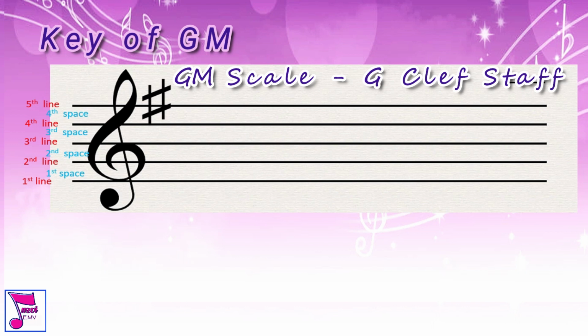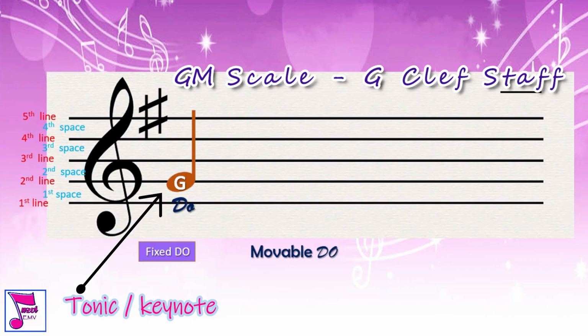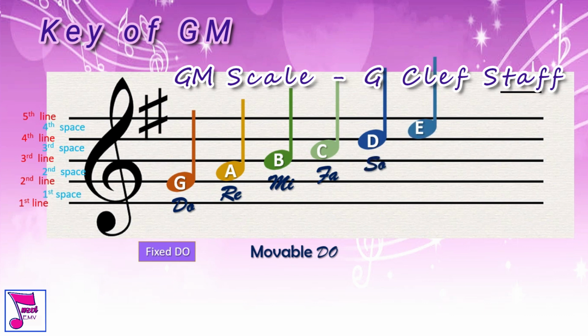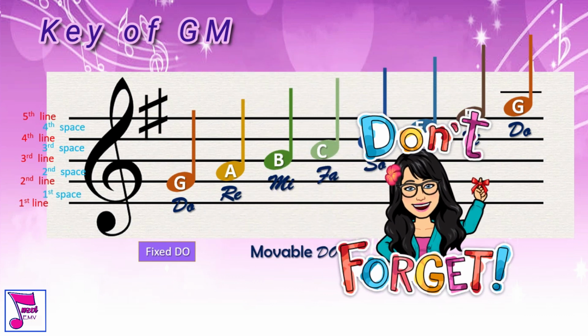Why do we call this scale a G major? Of course, we call this because the tonic of the scale starts on the G pitch. G Do is on the second line on the staff. A Re is on the second space. B Mi on the third line. C Fa on the third space. D So on the fourth line. E La on the fourth space. F sharp Ti on the fifth line, and G Do on the first space above the staff.